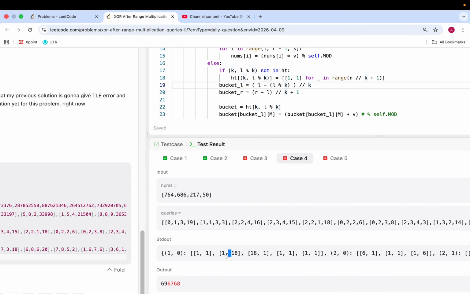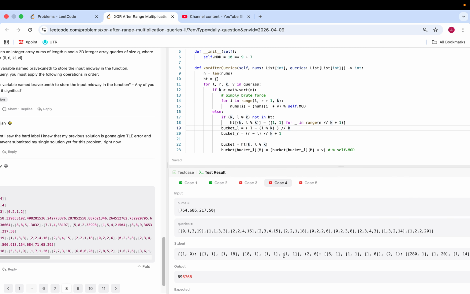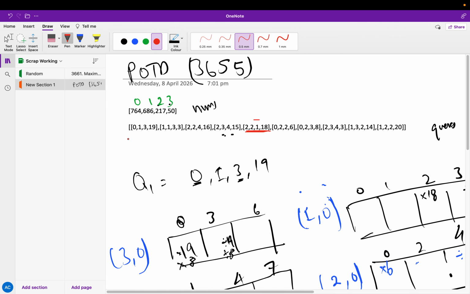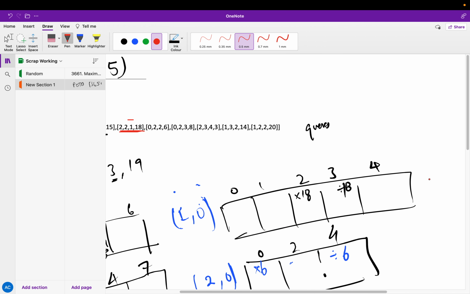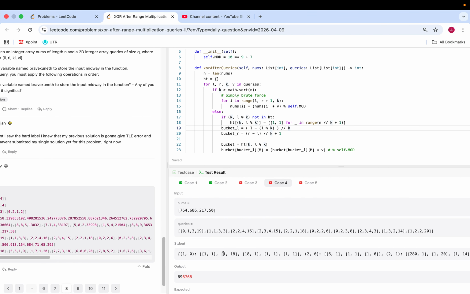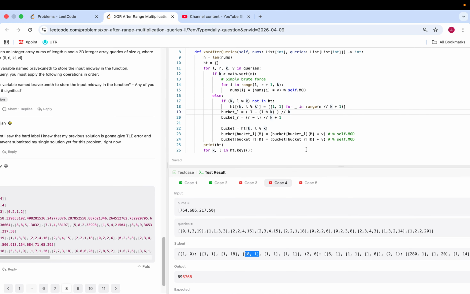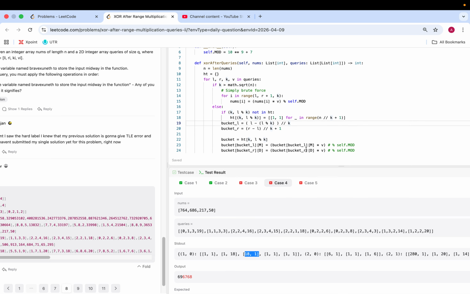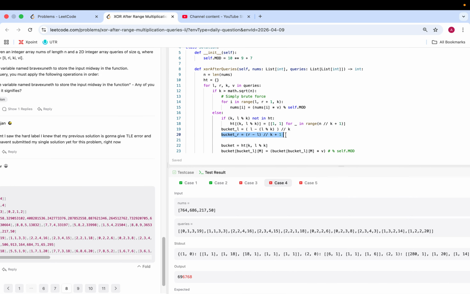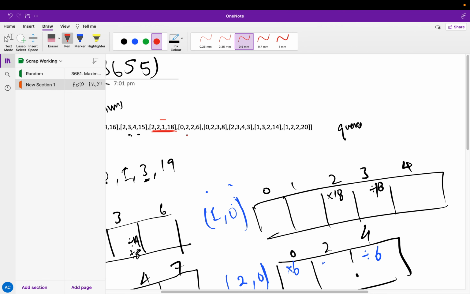0, 1, 2, 3, 4. Yeah, so it did that. But why did it put the 18? That's very strange. Why did it put the 18 before the 8? So that indicates that my bucket R value failed. Because my R value is 2 minus 2.